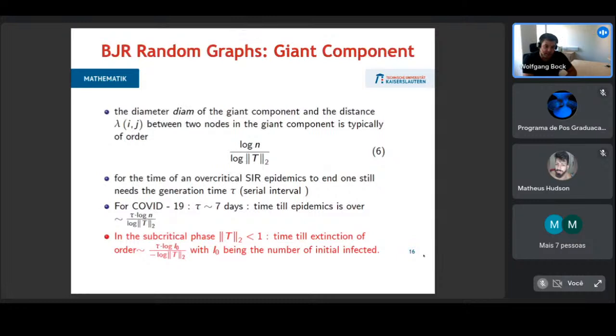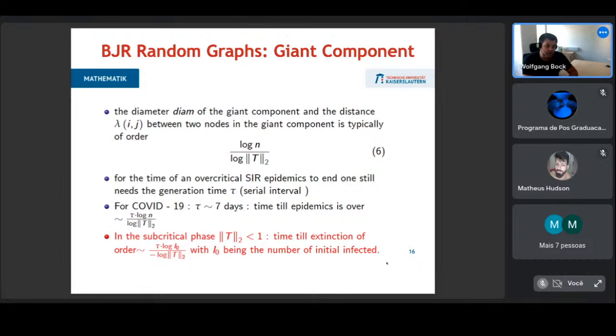And again, you can now say how big the giant component is. Before you had log n over log c, now you have log n over the log of the 2-norm of this operator. And then you can put also the generation times there.